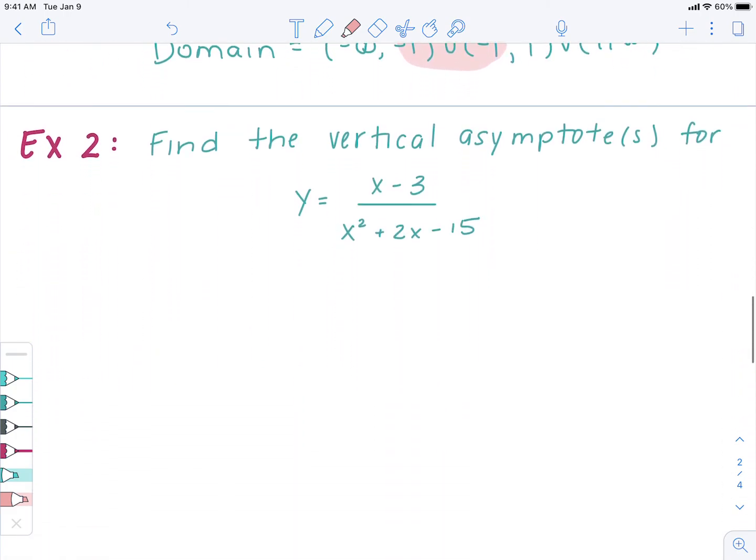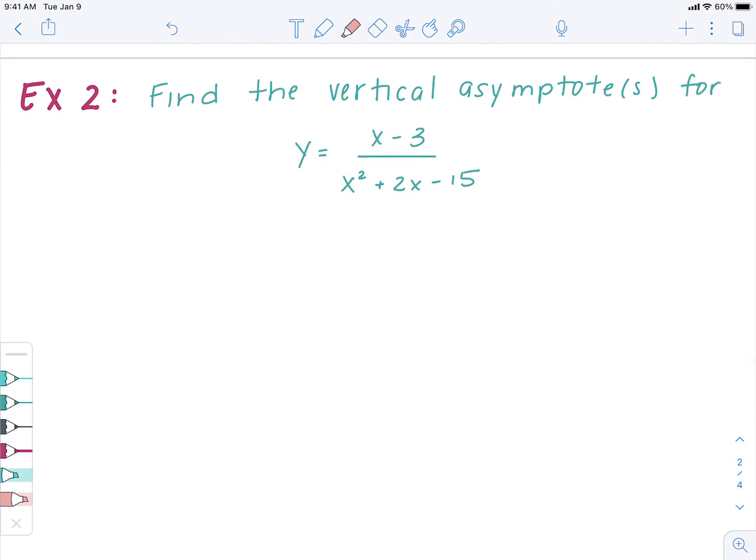Spice it up a little bit and say, find the vertical asymptote for x minus 3 over x squared plus 2x minus 15. So the first thing I have to do is see if there's anything I can factor. X minus 3, it's got nothing else going on. There's nothing I can simplify there. There's no like terms. I don't have any big exponents I can split up. The numerator is taken care of, but my denominator I can factor.